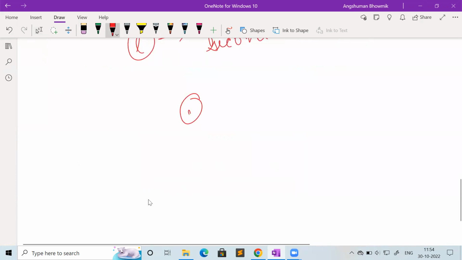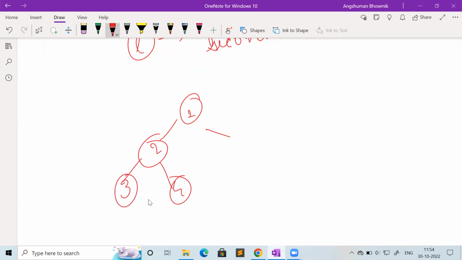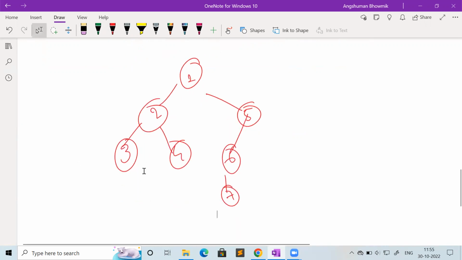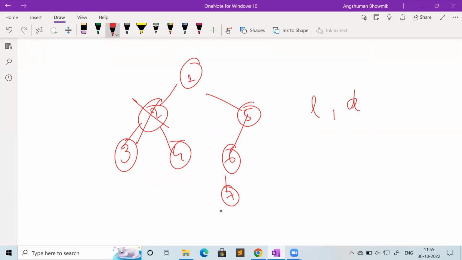So if we have a tree of, let's say, 1 is connected to 2, 3, 2 is connected to 4, 1 is connected to 5, 6, then 7. Given this tree, the height of this tree is clearly 3. So let's say we are asked to remove node 2. First of all, we find what is the level and depth of this node. Say it is L and D.